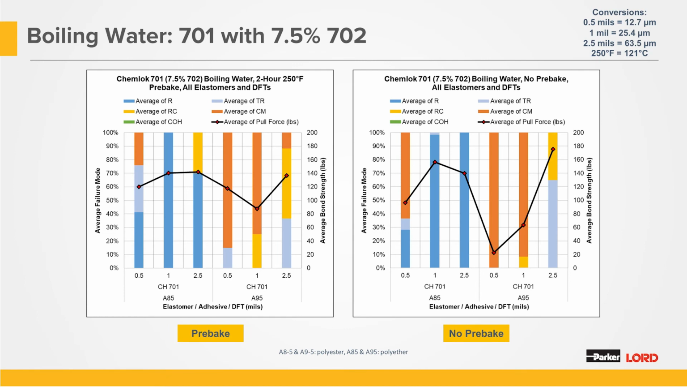Here are the results for boiling water testing at a 7.5% ratio. The trends in the data are similar for both pre-bake conditions, and for both conditions we see a higher rubber retention with A85 than A95. Overall, the best performance under these conditions is at 2.5 mils.